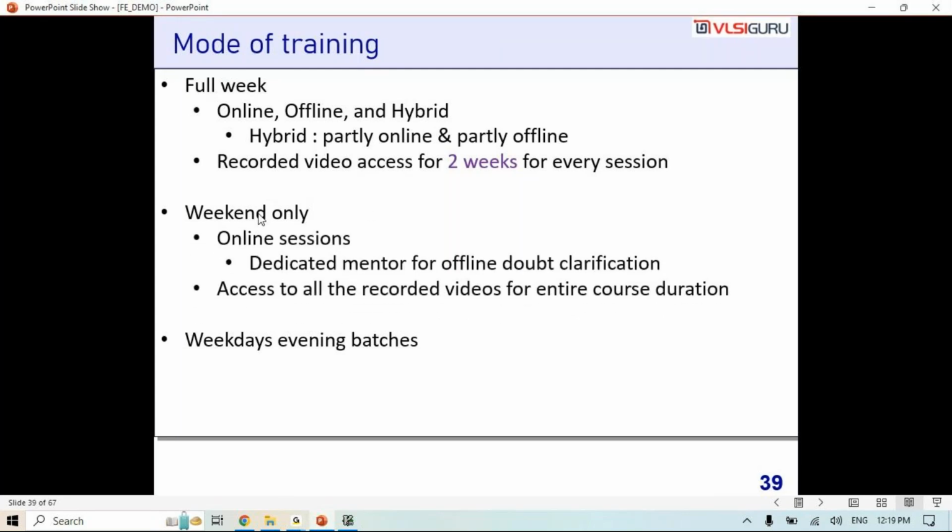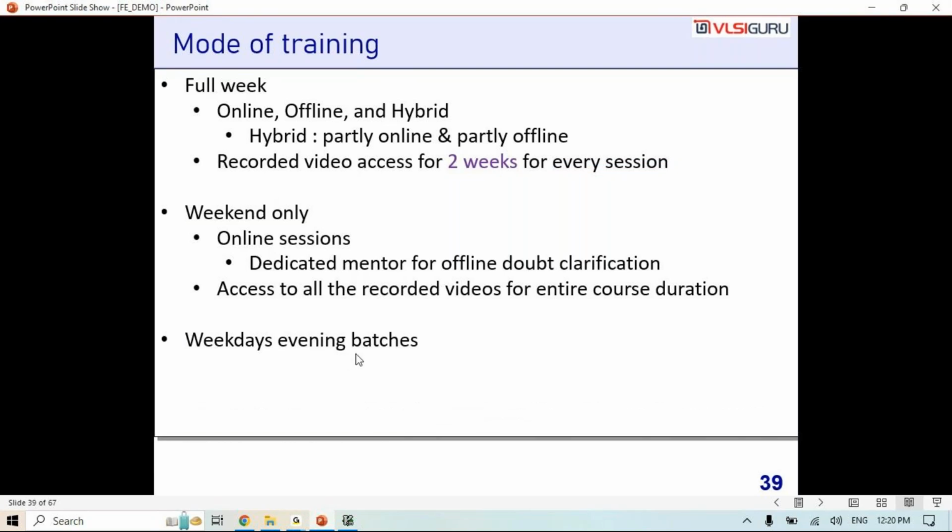Weekend only training. In weekend only training, currently it's done online only. No offline is there. And if you want to come offline and get support, a dedicated mentor will be there for offline doubt clarification. Let's say you can come down on Saturday, connect with the trainer, and clarify your doubts. Here in weekend only mode, you get access to all the recorded videos for the entire course duration. Throughout the duration, you will have access to each and every video. There is no 2 week restriction.